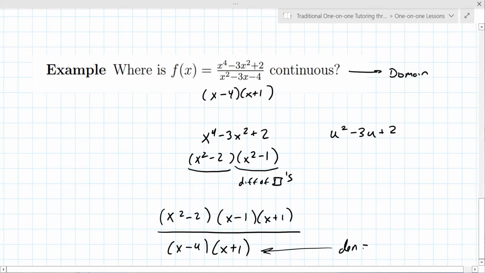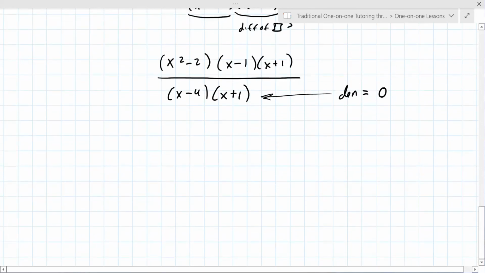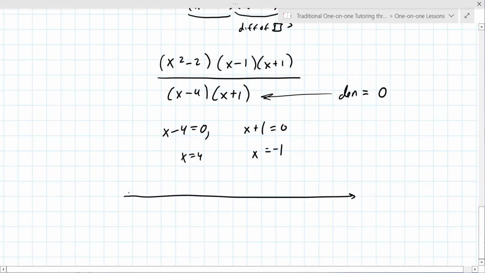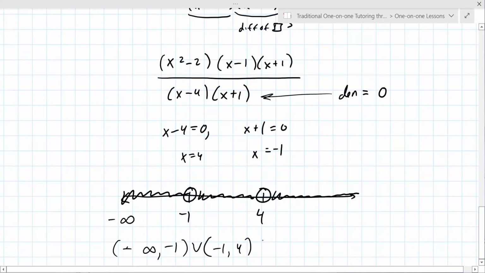You only care about where the denominator equals 0. So you can see that it equals 0 when x is 4 and when x is -1. You put those on a number line, and those are the excluded values at -1 and 4. Those are excluded, and then everything else is okay. So your domain is minus infinity to -1, then in between there, and so on. And these are all the places where the graph is continuous.